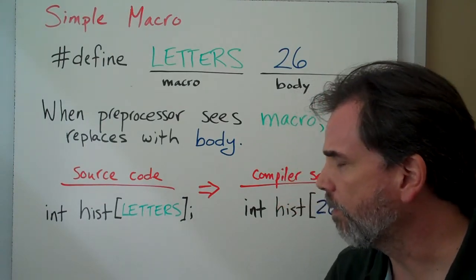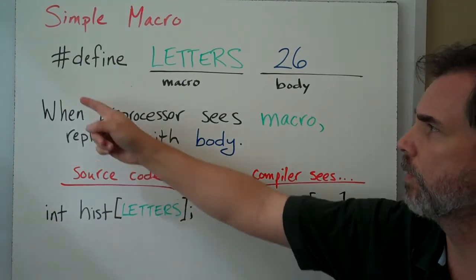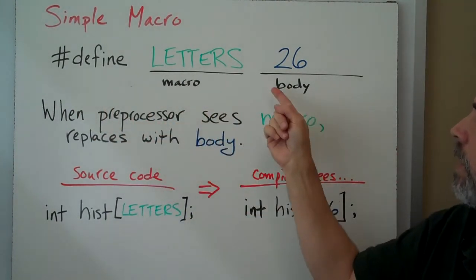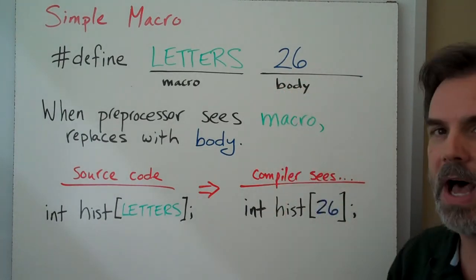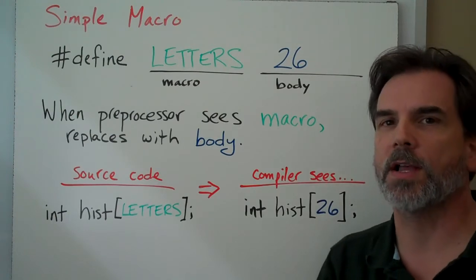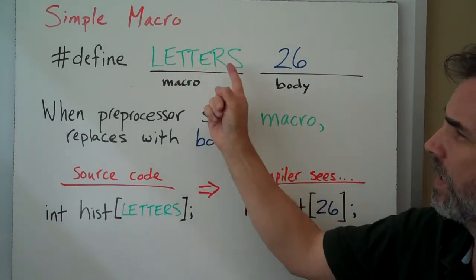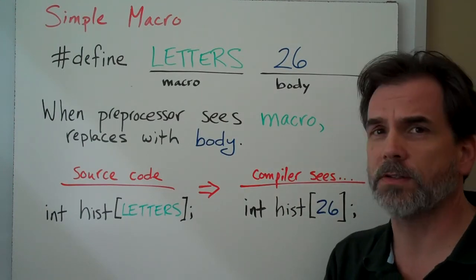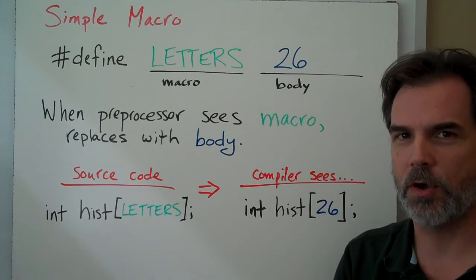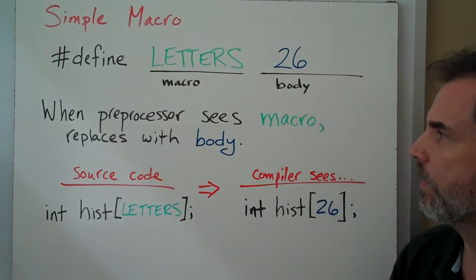So the simplest use of a macro is to define a new symbol. This is the macro symbol. We use pound define, and we put the macro symbol, and then we put some text here, which is called the body, that will be substituted for that symbol whenever the preprocessor sees it. By convention, we like to use all uppercase letters for macros so that they look like macros, and when we're reading the code we have some hint that this is a macro, but it's definitely not a requirement.